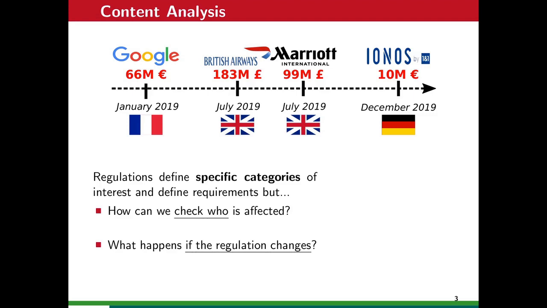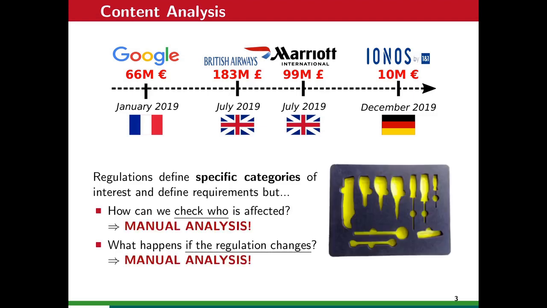Unfortunately, even if legislators clearly explain who the categories of interest of new regulations are, it is not very clear how we proceed when we have to check who is actually affected when a new regulation comes out or an old one gets updated. It turns out that each time we have to perform these kinds of checks, we do not have any automatic tool that can assist us with this task, and we end up resorting to manual analysis to find which are the services that are affected by the regulation.